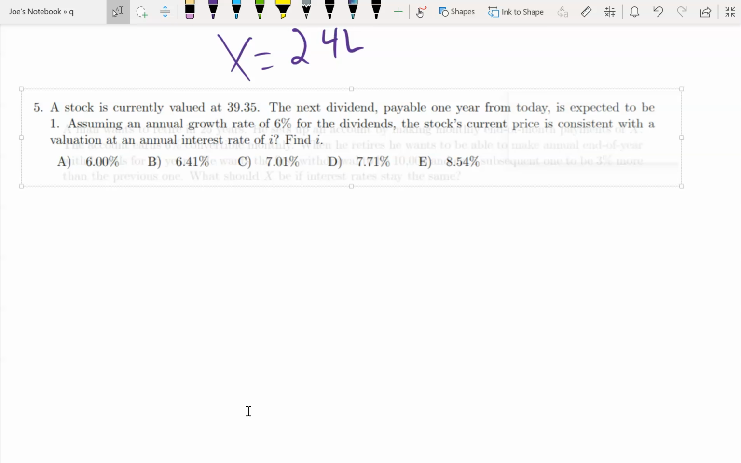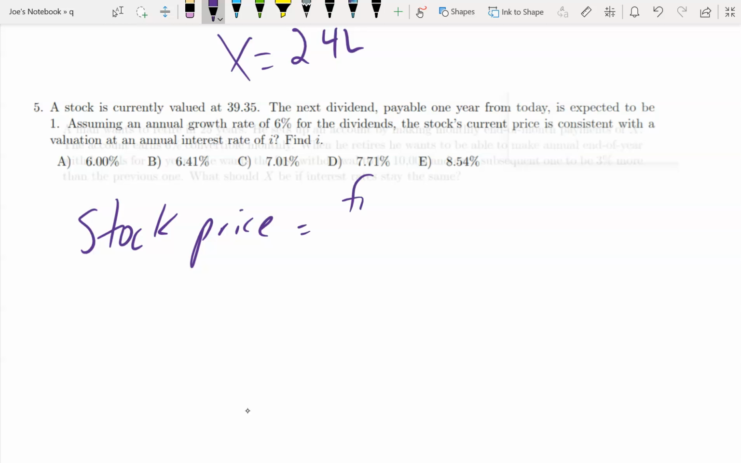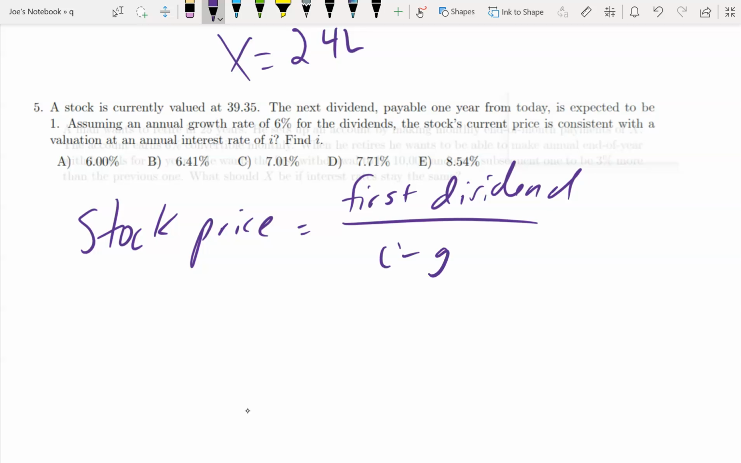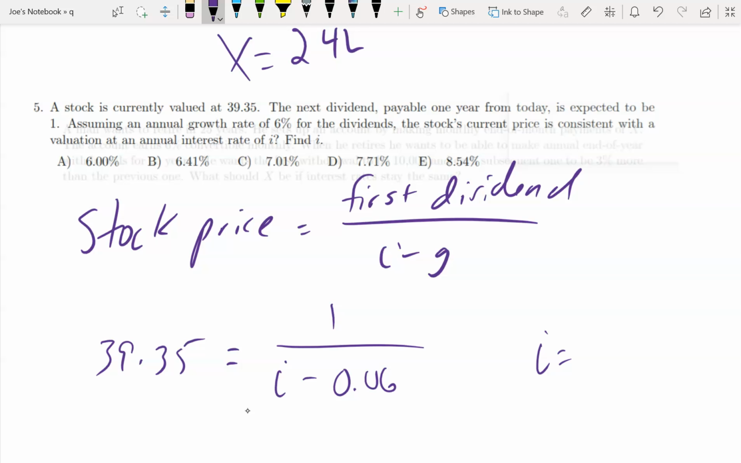Well, this one, if you remember your formula, it's pretty easy, right? Your stock price is equal to the first dividend divided by the difference in the rates. And then just solve for i. So your equation looks like 39.35. Your first dividend is 1, and then the growth rate is 6%. Yep. And what do you get for i? 8.54.